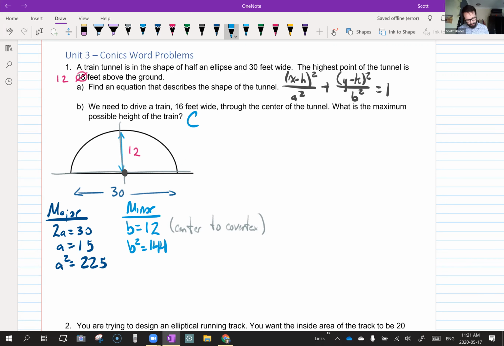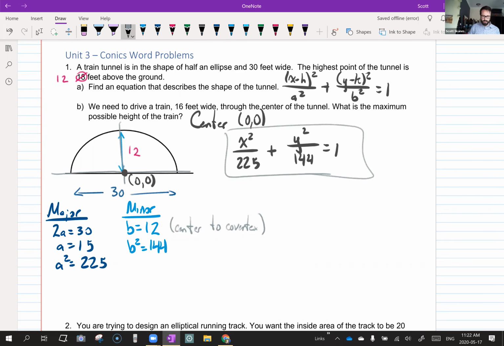Because the center here, I chose it to be at 0, 0. This center is at 0, 0. It's always a good idea to put your ellipse with the center at the center of it and make it 0, 0 because it makes your equation easier. Let's just take this and put our numbers in. Okay, so it's x squared over 225 plus y squared over 144. And that equals 1.